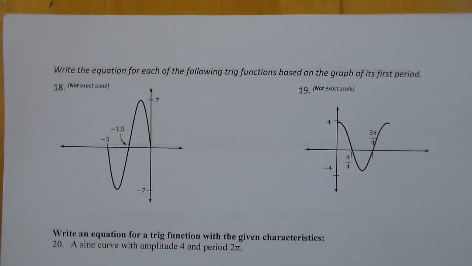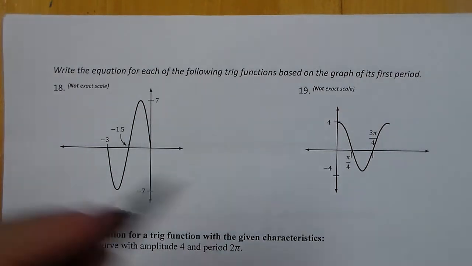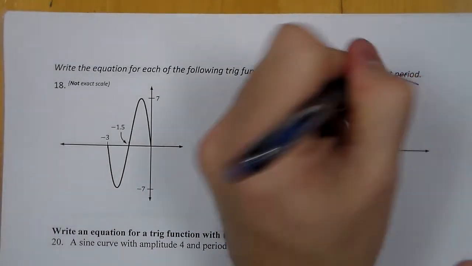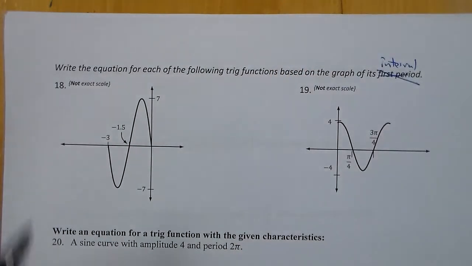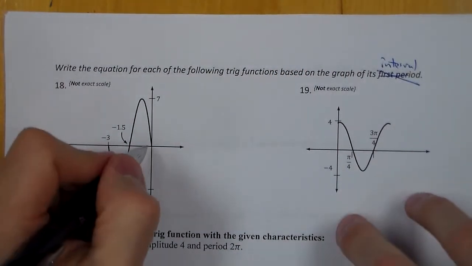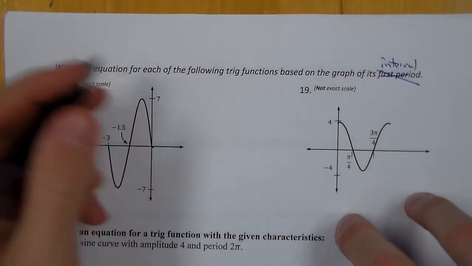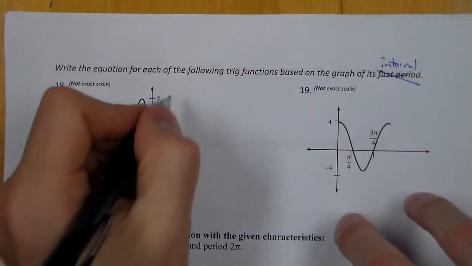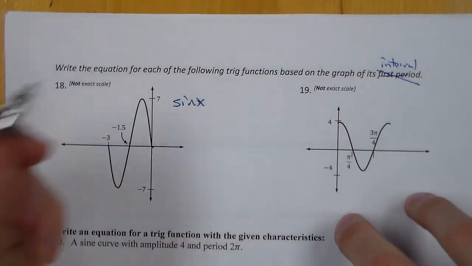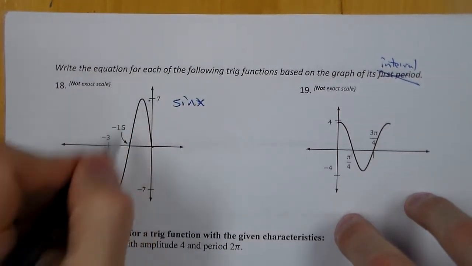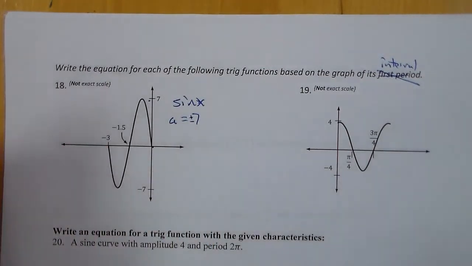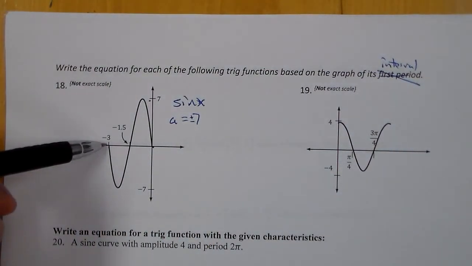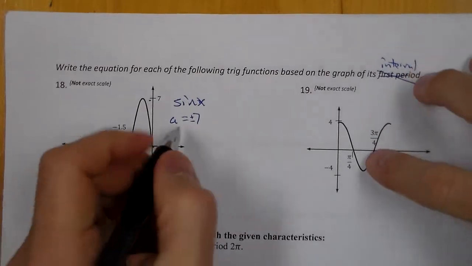So number 18, we need to write the equation for what we already have, but it's not really based on its first period. Let's just say based on the interval. So what do we know? We know it starts at 0 and goes up. So it's not starting at maximum or minimum. So I'm thinking it's going to be sine. 7 is where it peaks, and negative 7. So I'm thinking A is 7. I don't know if it's positive or negative yet. We'll get there.